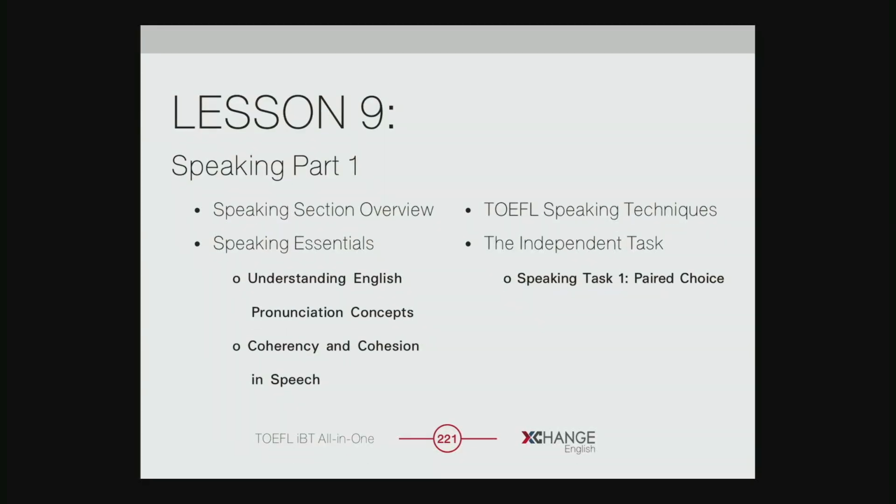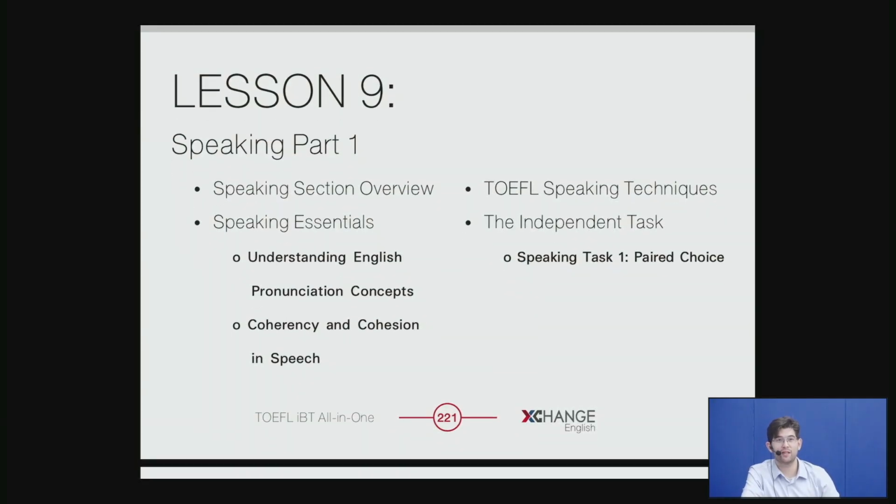Today we're going to be talking about Lesson 9, which is our first lesson in the TOEFL iBT all-in-one for speaking. Let's get into it. To start with, we're going to be talking about what the speaking section is about overall. And when we talk about that, we're talking about understanding the English concepts and the pronunciation. So what this really means is we're trying to improve our clarity. We're trying to improve the ways we're speaking and understand ways to speak more clearly. We're also going to talk about how to practice these things as well. So not only are you going to find ways to speak more clearly, but also practice speaking clearly as well.